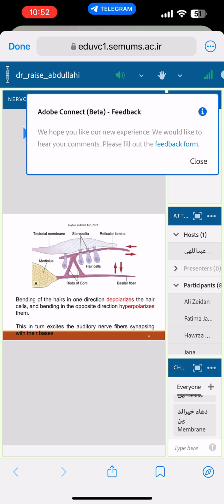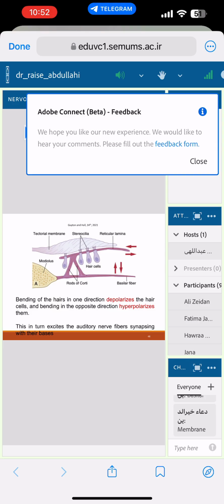So these minute and tiny hairs are called stereocilia. Stereocilia project to the jelly structure of the tectorial membrane. Bending of the hairs in one direction depolarizes the hair cells, and bending in the opposite direction hyperpolarizes them. This in turn excites auditory nerve fibers synapsing with their bases.